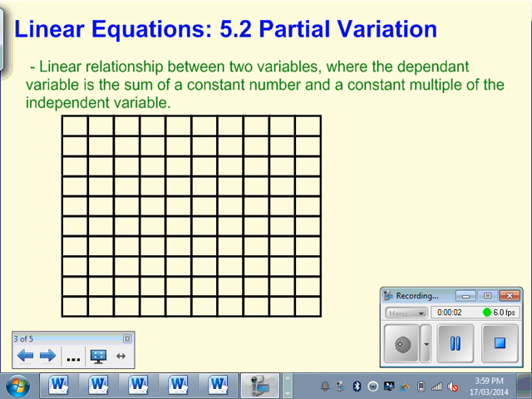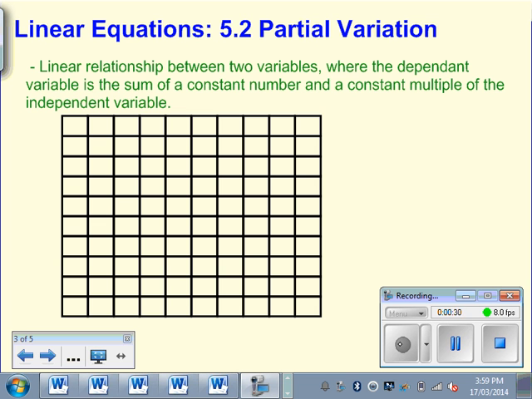This lesson is going to be on partial variation. Partial variation is the linear relationship between two variables where the dependent variable is the sum of a constant number and a constant multiple of the independent variable. Now what this means is that as opposed to starting from 0, 0 on my graph, now I'm going to start from someplace on the y-axis.